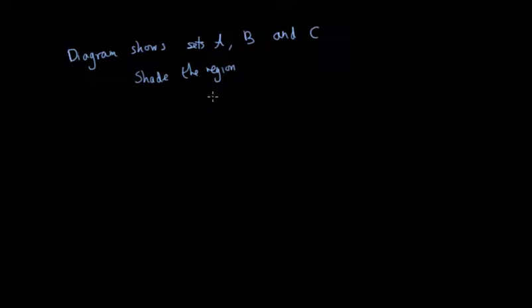In the exam, bring a coloured pencil. Shade the region corresponding to A dash, the complementary set of A, in union with B, intersection, sorry, it means intersection, not in union with, C.